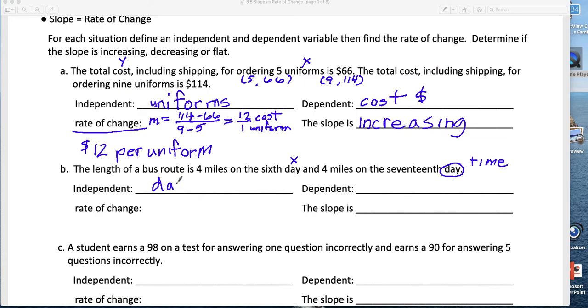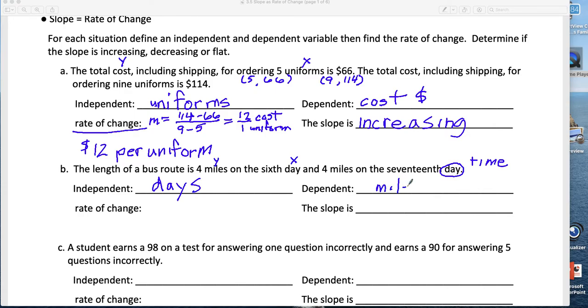And what else am I measuring, or what else is happening here? The bus route is 4 miles on the 6th day, and it's 4 miles on the 17th day. So my Y here is going to be miles. Every time the day changes, then the miles are going to change. Although we're going to see in a minute that this is sort of interesting.